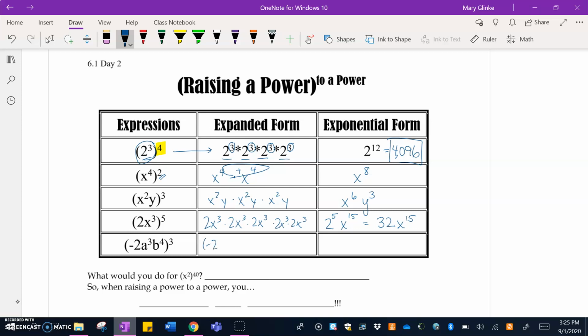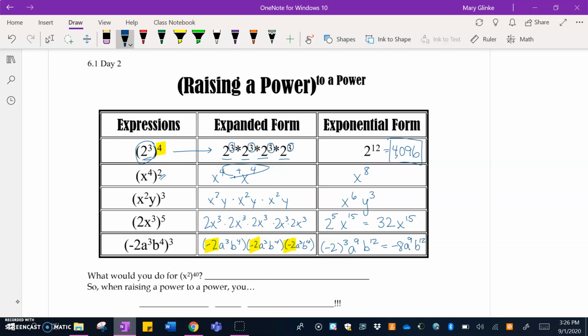This next one is negative 2a to the 3rd, b to the 4th, 3 times. And so looking at this, we're going to take all of the coefficients. Negative 2, 3 times being multiplied is negative 2 to the 3rd. We have 3, 6, 9 a's and 12 b's. And so negative 2 to the 3rd power is negative 8, a to the 9th, b to the 12th.